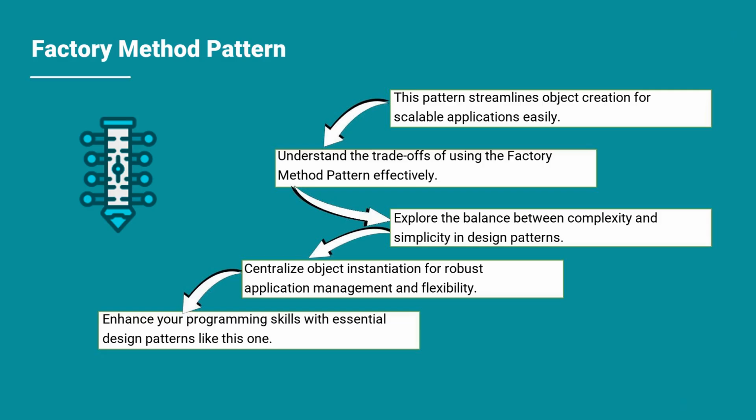In conclusion, the factory method pattern is a powerful design pattern that encapsulates the object creation process, enabling you to build scalable, maintainable applications. By centralizing how objects are instantiated, you not only simplify your code but also open the door for easier extensions and modifications. As you continue your journey in software development, keep this pattern in your toolbox for situations that demand robust object management and flexibility.